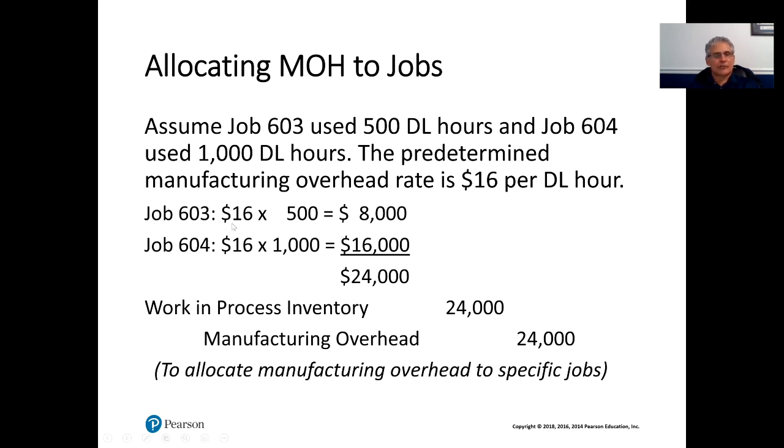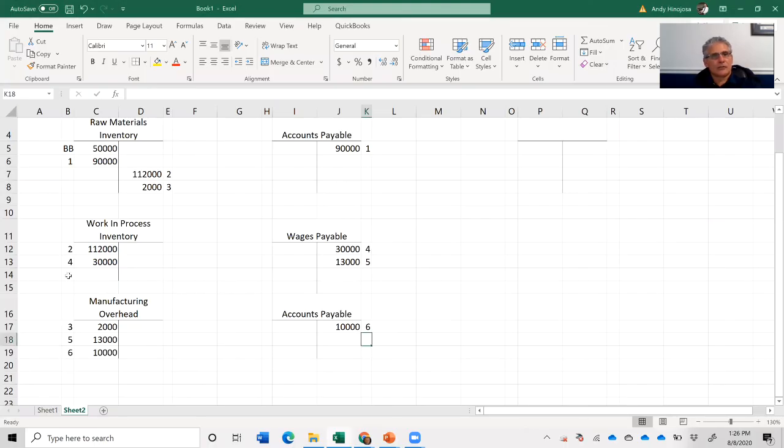So as an example here, $16 times 500 is 8,000. And $16 times 1,000 is 16,000. So the total amount allocated to work in process is $24,000. And the credit is going to be to manufacturing overhead. All right. So this will be number 7, $24,000.